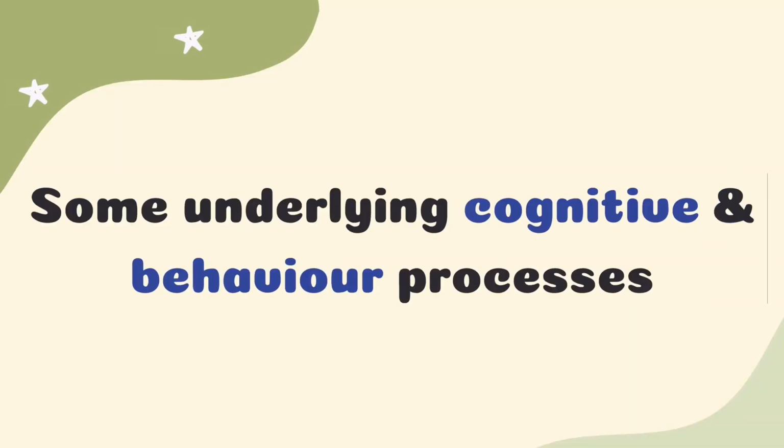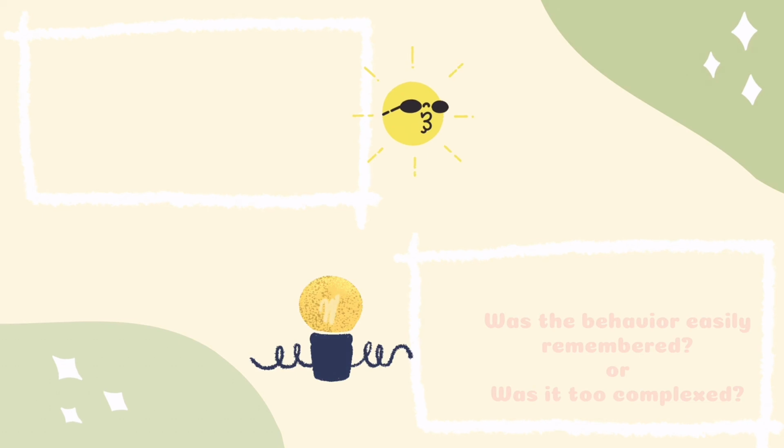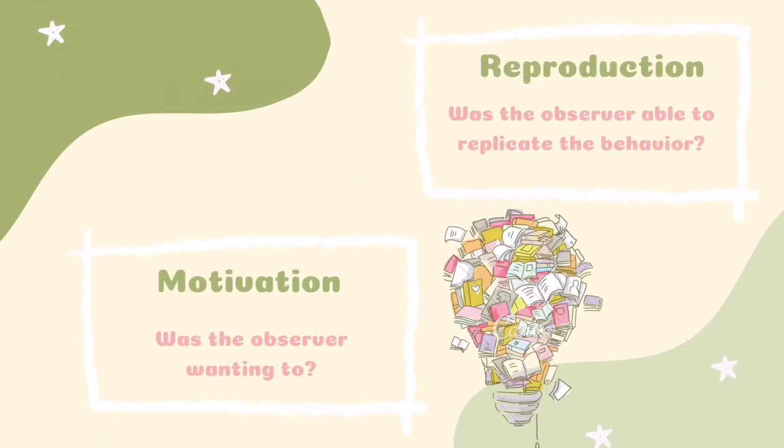Some underlying cognitive and behavioral processes. Attention: was the observer focusing? Was the model unique enough for the behavior to be focused on? And retention: was the behavior easily remembered or was it too complex? Reproduction: was the observer able to replicate the behavior? Motivation: was the observer wanting to replicate that behavior?